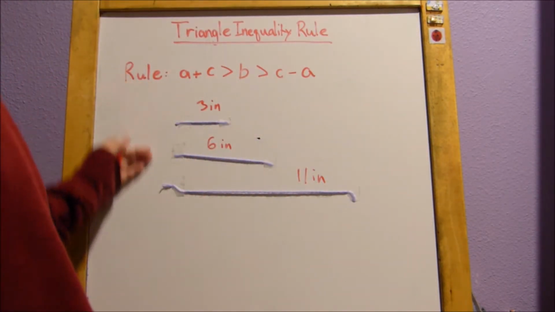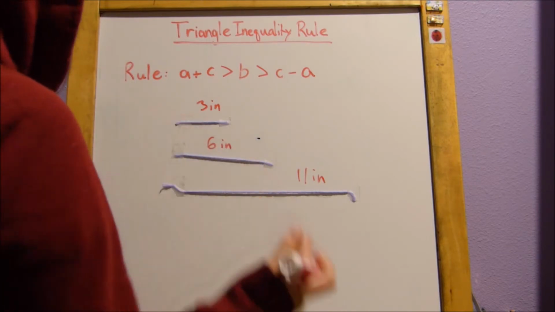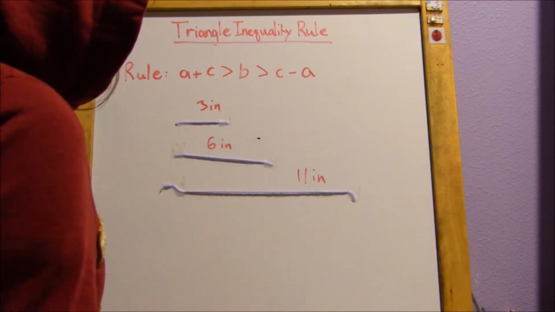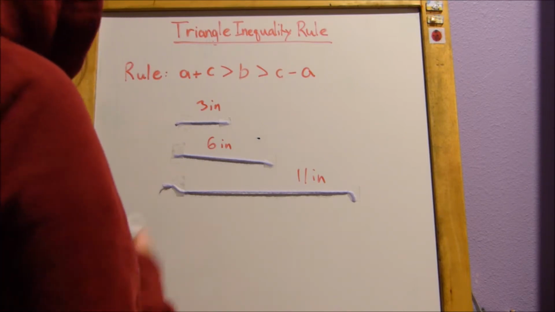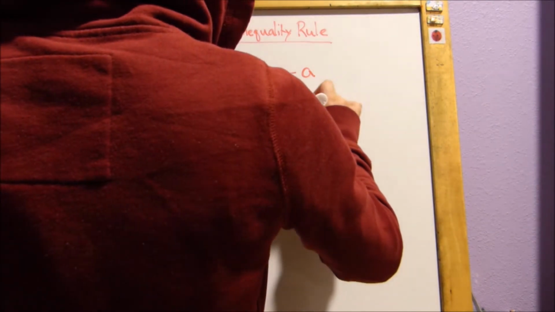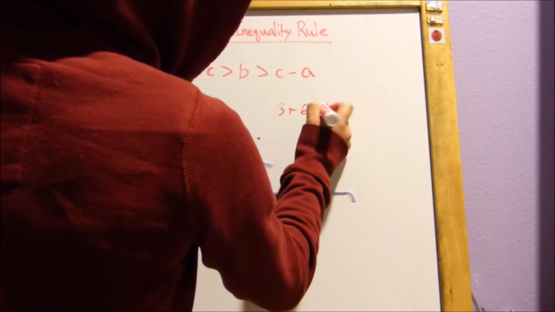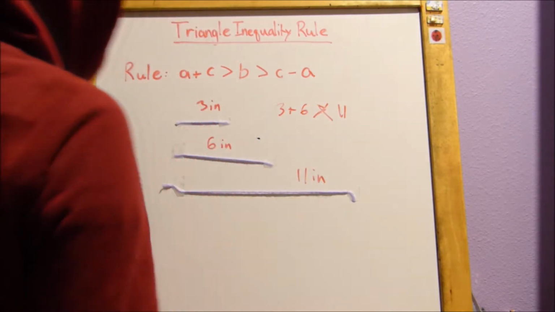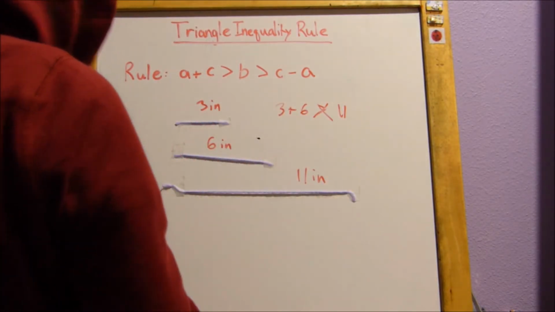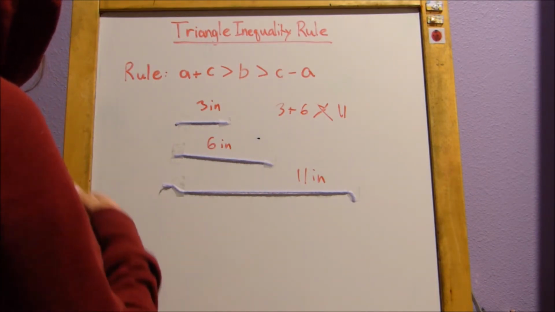So, judging by these lengths, do you think that this triangle exists? Why or why not? For me, I don't think this triangle will exist, because if I look here, 3 plus 6 is not greater than 11. That was supposed to be a crossed out sign. 3 plus 6 is 9. 9 is not greater than 11. So this triangle just won't work.